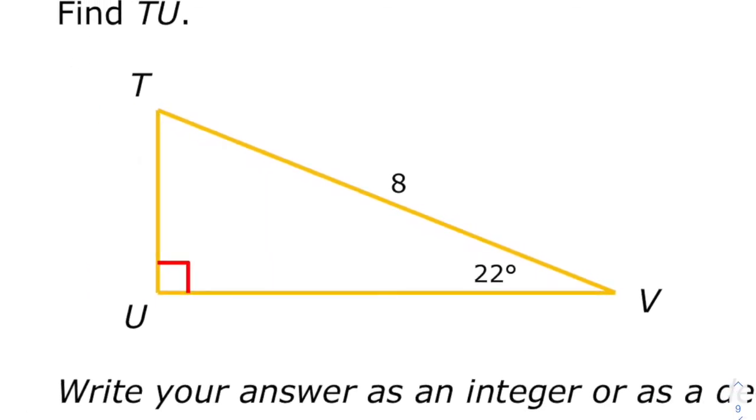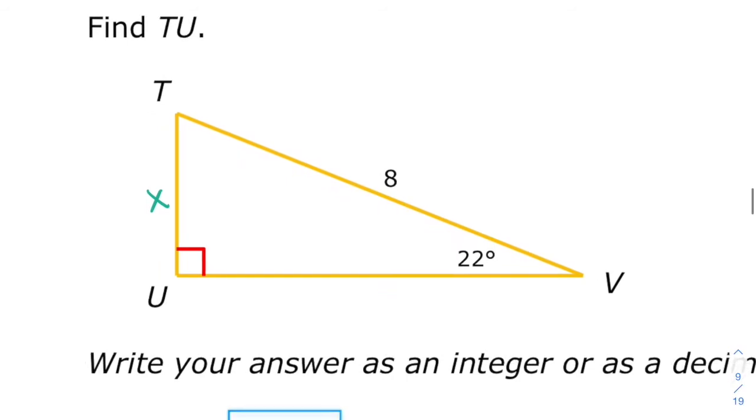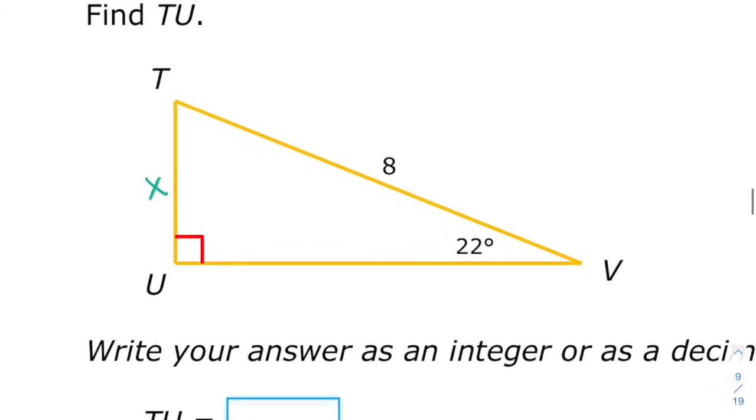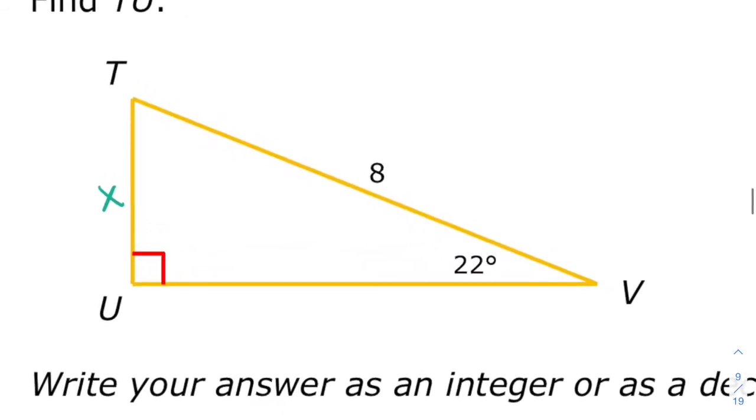So they want me to find TU. So here's how I'm going to start this question off. I'm going to put a variable there. Now I have 3 pieces of information, but one of them is an unknown. The question now is, what trig function is the relationship that's given?